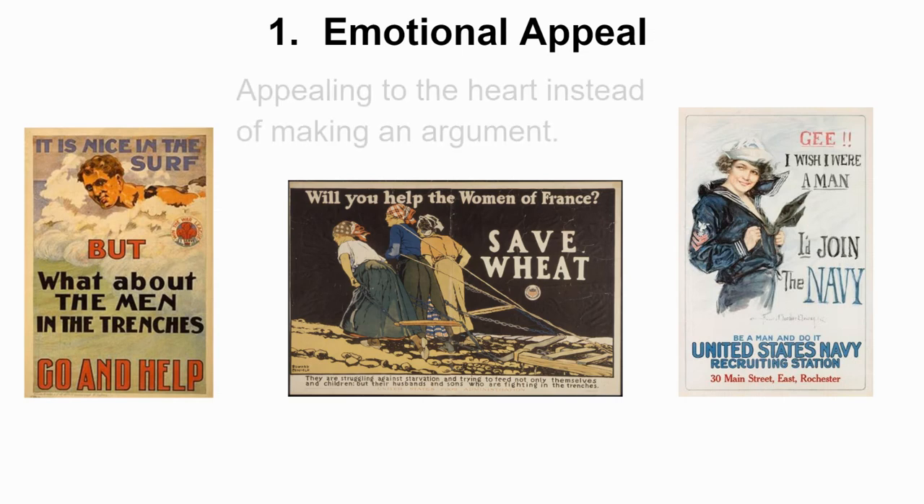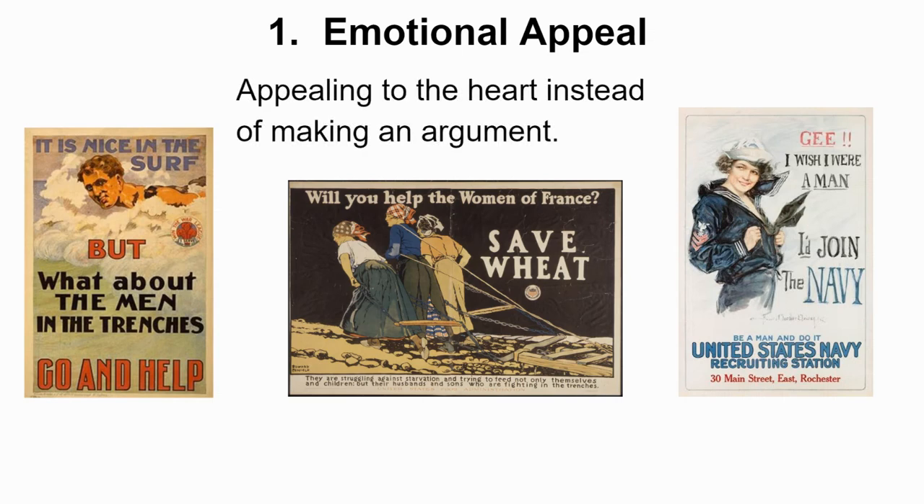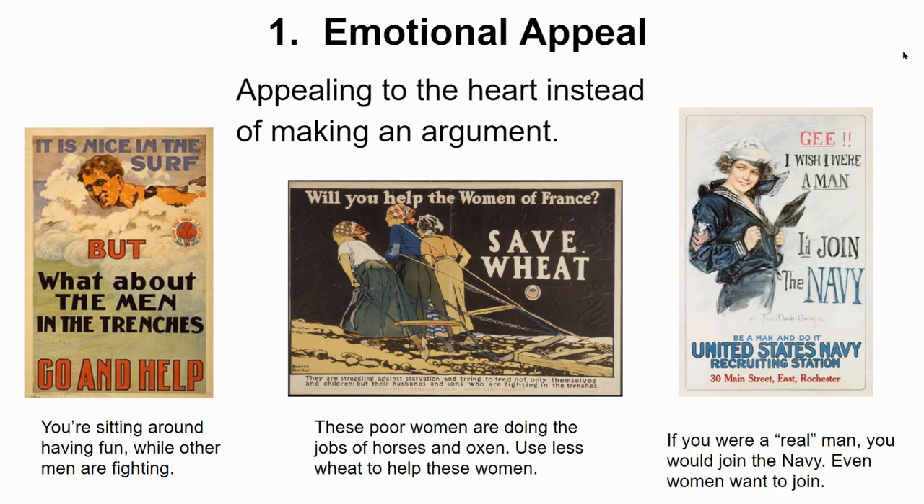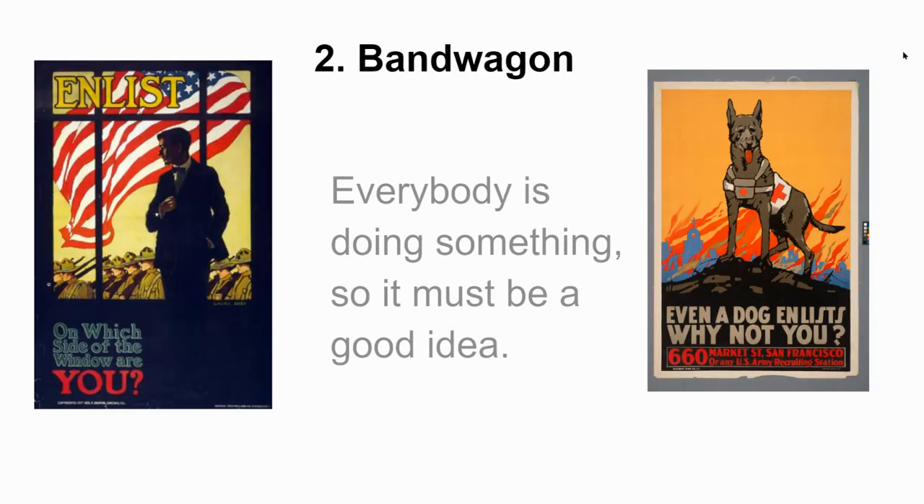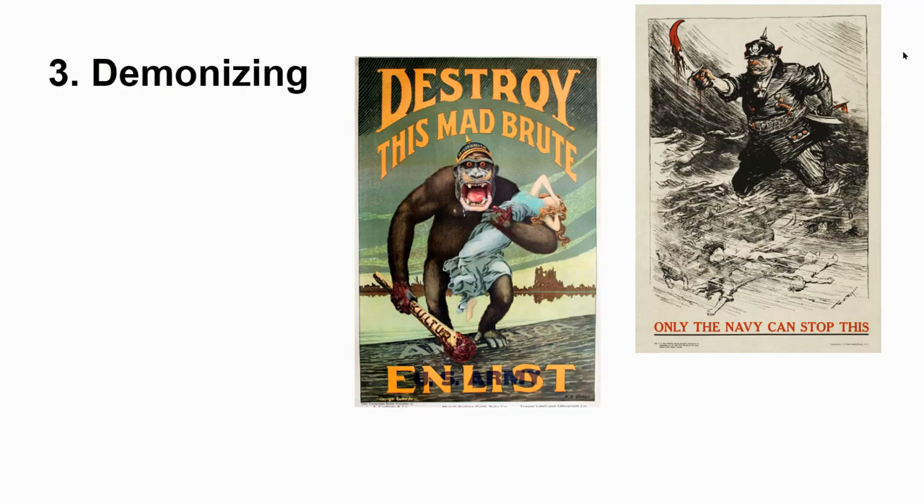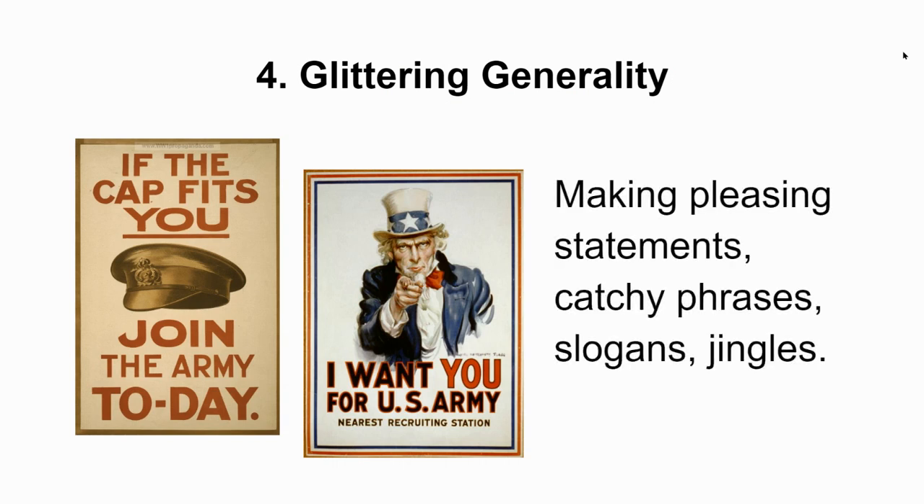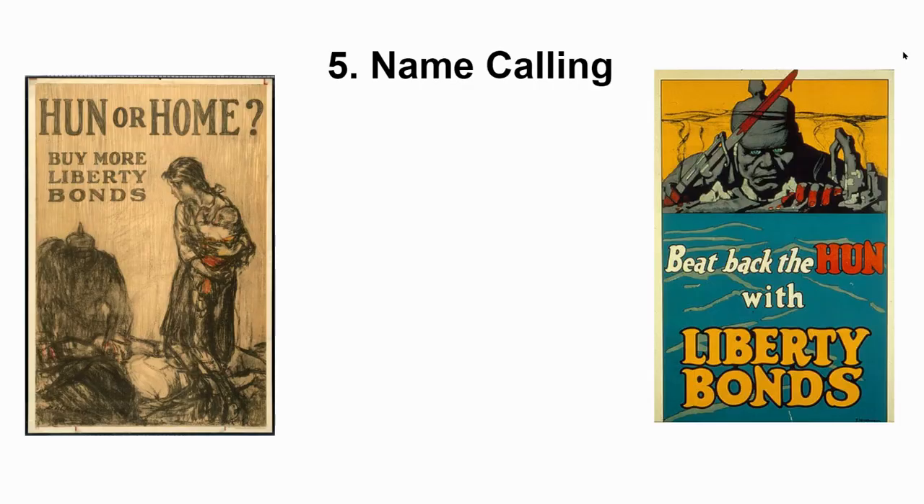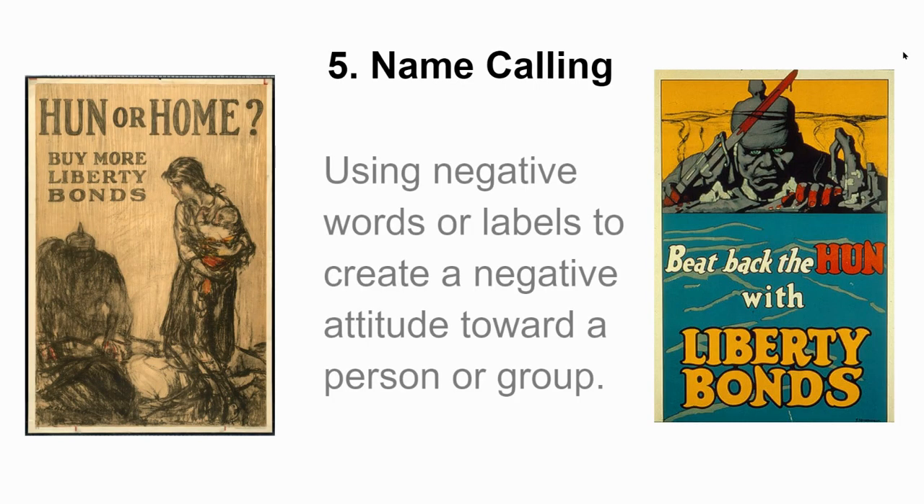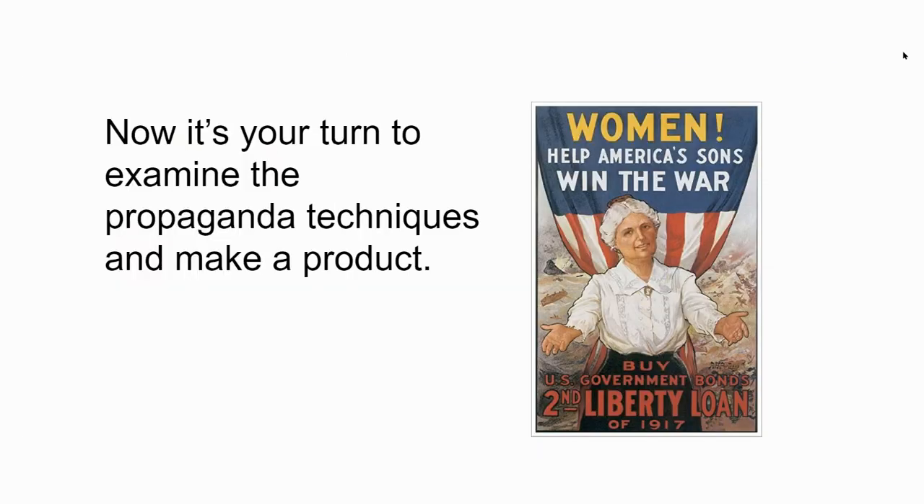So first one, emotional appeal, that's appealing to the heart instead of making an argument. Bandwagon, everybody is doing something, so it must be a good idea. Demonizing, the opponent is evil. Glittering generality, making pleasing statements, catchy phrases, slogans, or jingles. Name calling, using negative words or labels to create a negative attitude toward a person or group.